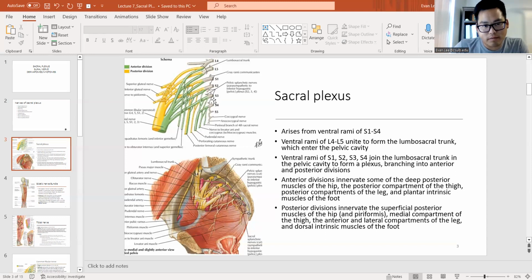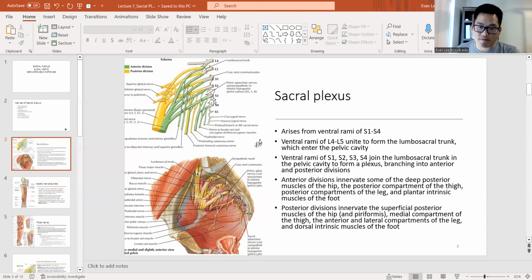Now, when we look at the sacral plexus, there's at least one major division. In contrast to the brachial plexus, we haven't talked too much about divisions and interconnections. It's mostly been branches off of the roots. But in this case, we do have at least one division, which is between the anterior division and the posterior division. The anterior division goes to the posterior compartments of the leg, thigh, and then the bottom, or plantar, part of the foot.